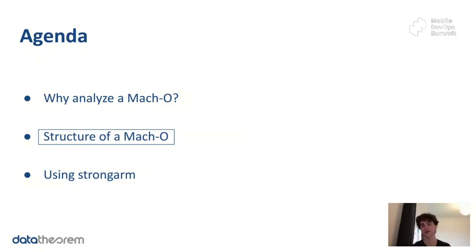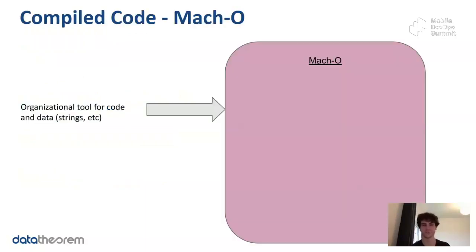Okay, so taking a look at the structure of a Mach-O. It's just a file like any other. Just like a JPEG, for example, would have some internal structure specifying the compressed pixel data that should be rendered into an image, similarly, a Mach-O is just an organizational tool for structuring the code that's going to be loaded into a process when the operating system wants to run it. So Mach-O is just an organizational tool for code and data.